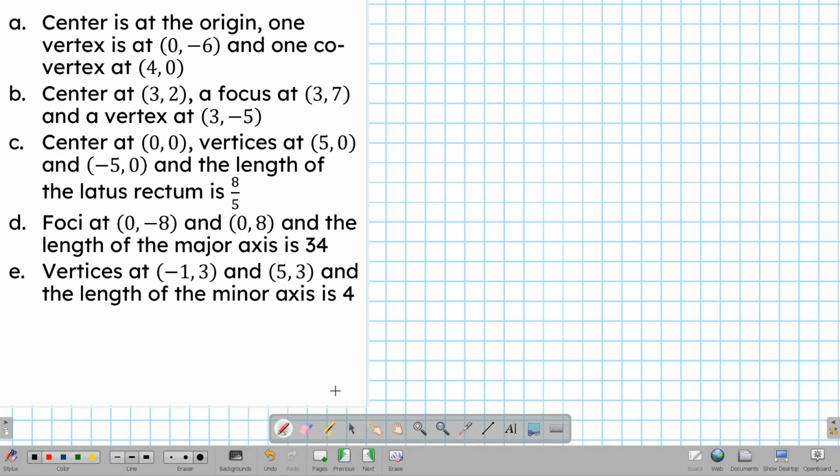This time, what if we have the other way around? We're given some parts or some conditions, and we now have to find the equation of the ellipse in general form. So let's take a look at A. The center is at the origin, so that's 0, 0. One vertex is at 0, -6, and the one co-vertex is at 4, 0. So if we're going to analyze that, let's draw a small partition here. So the lower part is more important. The origin is this, 0, 0.